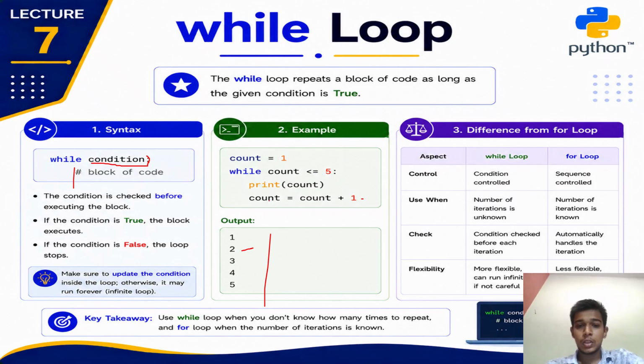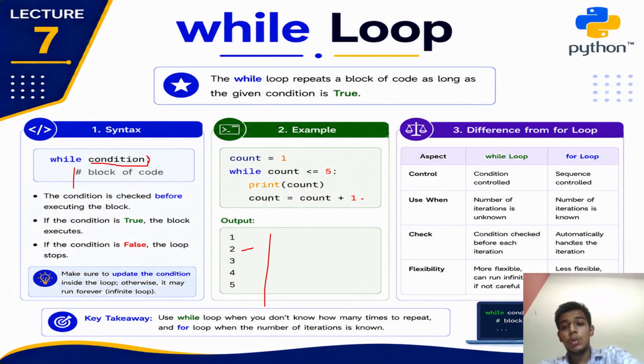Now let's compare the two loops, for and while. Now the while loop is condition controlled. It continues running until a condition becomes false. While the for loop is sequence controlled. It automatically goes through every item in a sequence such as a list, a string, or a range.